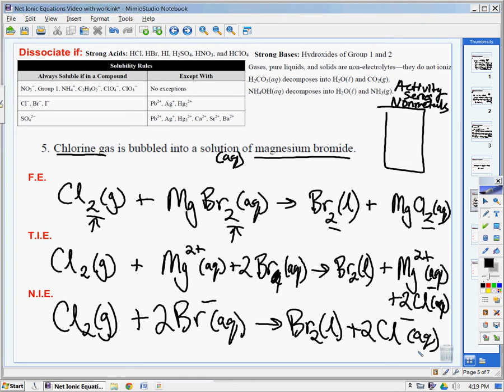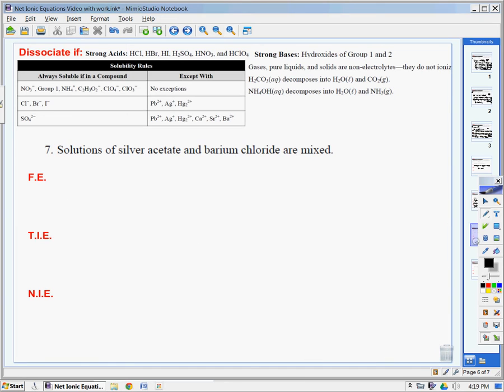So you'll notice chlorine was 0 for its charge, and now chlorine is -1. So chlorine's actually gaining electrons there. Chlorine's being reduced, whereas bromine was -1, and now it's 0. Bromine's being oxidized. It's a redox equation.